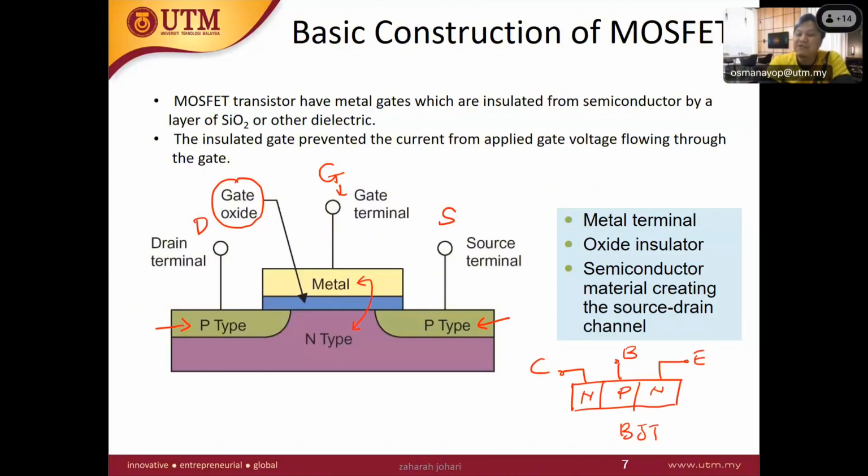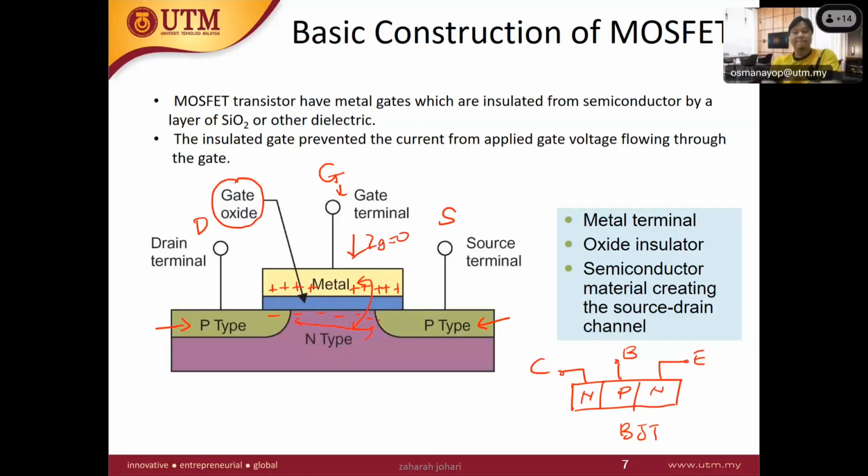We control it by using voltage. So there is no current, Ig equal to 0, but we have voltage. For example, if you supply positive here, it will be negative here. There is also no direct connection between drain and source. We can see there is no direct connection between these two.